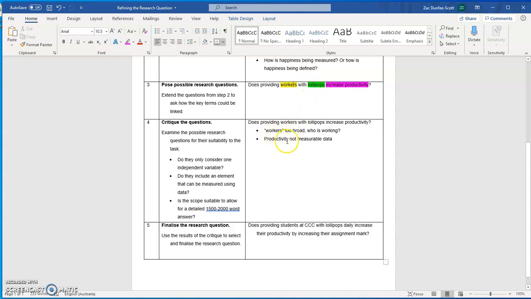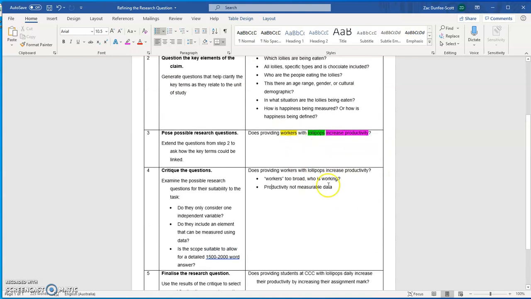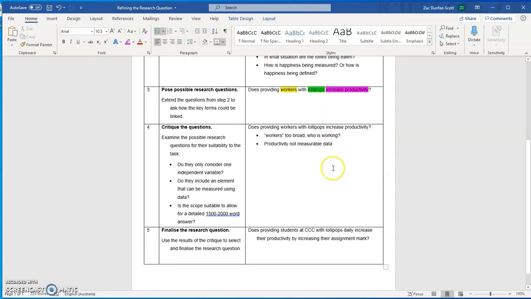Okay, and productivity is not measurable in data. I can't get a graph or a table that clearly shows productivity. That's a concept. It's not something that is directly measurable with data. Okay, so maybe I need to find more refined for what productivity is actually meaning. Okay, so you would think about those things and you would start doing a Google Scholar, all right, and you would try to find some evidence around these even more critiqued parameters.